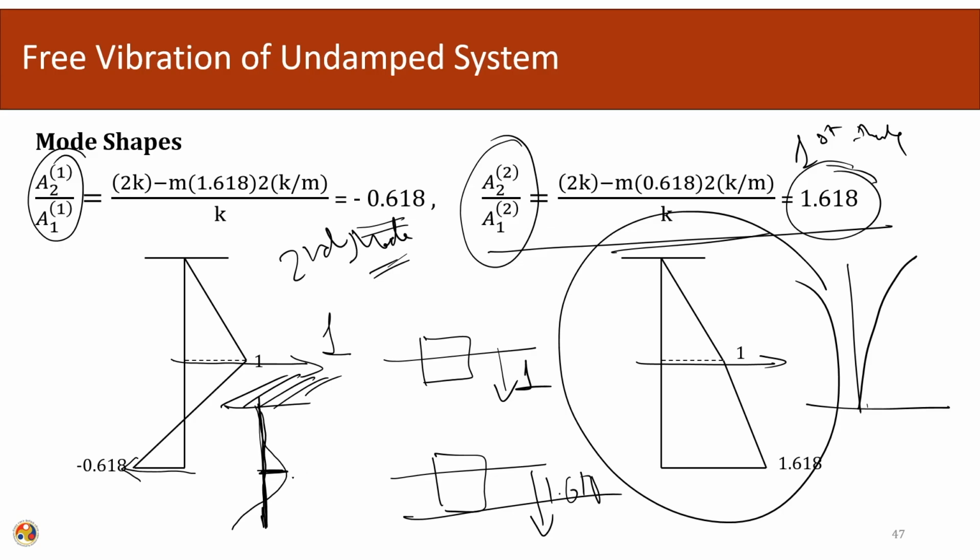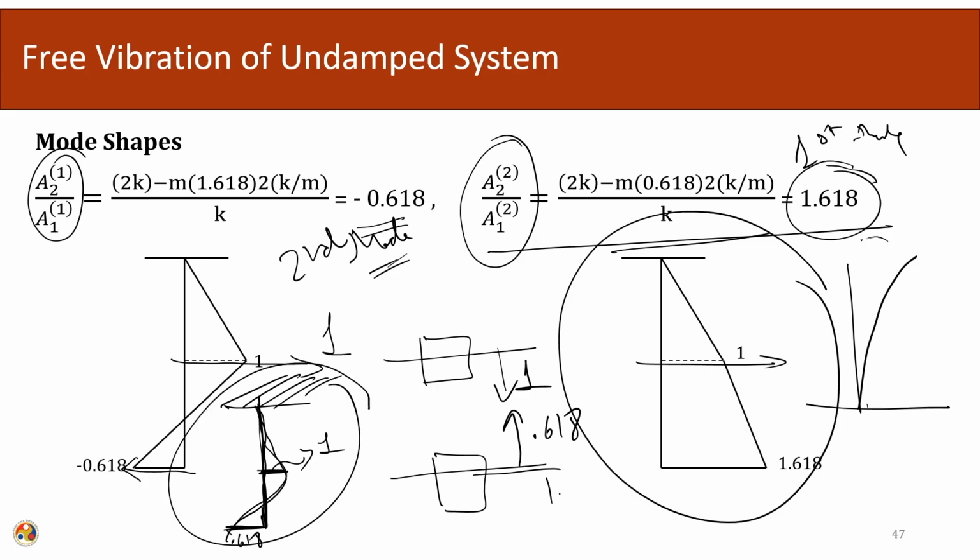So, if mass 1 is moving 1 unit downwards, the other mass is going to move 0.618 units in the other direction. Okay. So, if you look into the cantilever analogy, if this is going to move 1 unit in this direction, the other one is going to move 0.618 in the other direction. So, this one also agrees with our cantilever beam analogy.